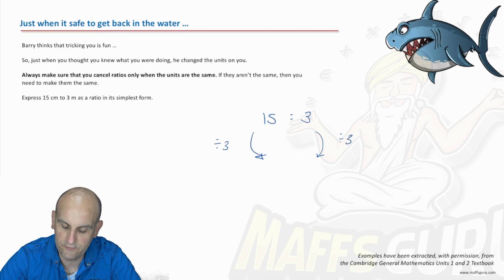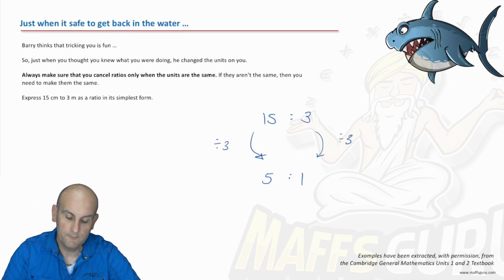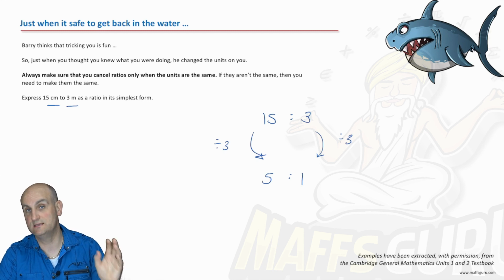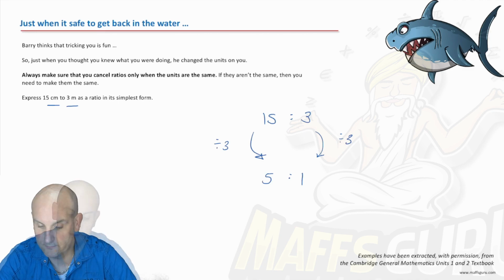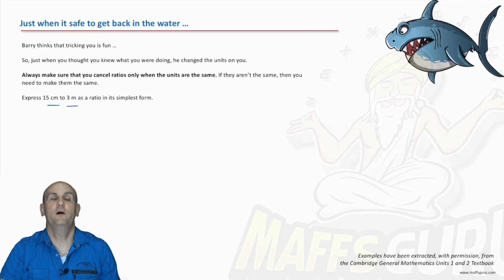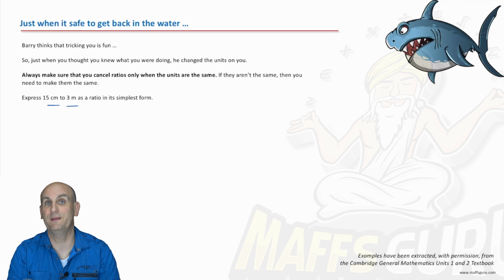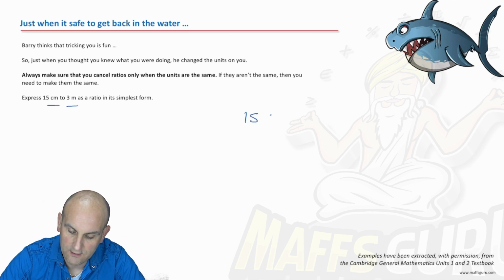15 divided by 3 is 5. And 3 divided by 3 is 1. And I'm done. And yes, no. Why? Because we gave you different units of measurement. We gave you 15 centimeters and 3 meters. So sadly, that's all wrong. What we now need to do is convert either from centimeters into meters or meters into centimeters. And it always makes sense to take the bigger measurement and turn it into the smaller one. Because meters is bigger than centimeters, I'm now going to change that to 15 colon 300.